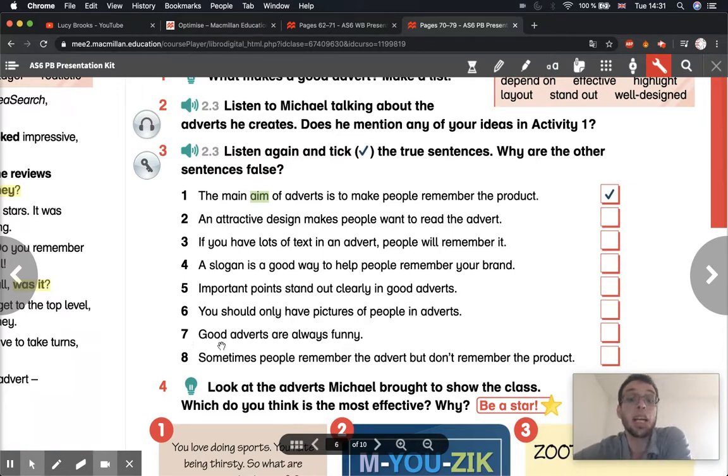Number 7, good adverts are always funny. Right? The good adverts make you laugh. All right. We have to listen and see if that's true. And then finally, sometimes people remember the advert, but don't remember the product. Okay. So we're going to listen to Michael, all right, and we're going to see which of these things are true. All right. Are you guys ready?